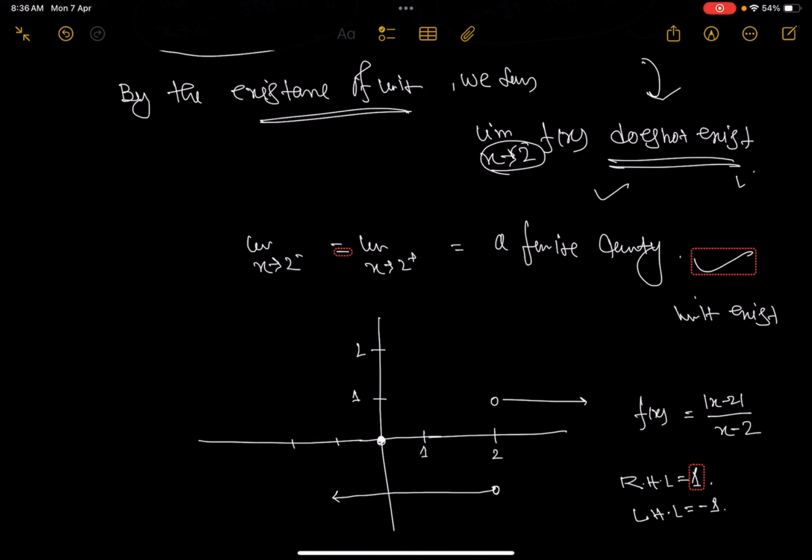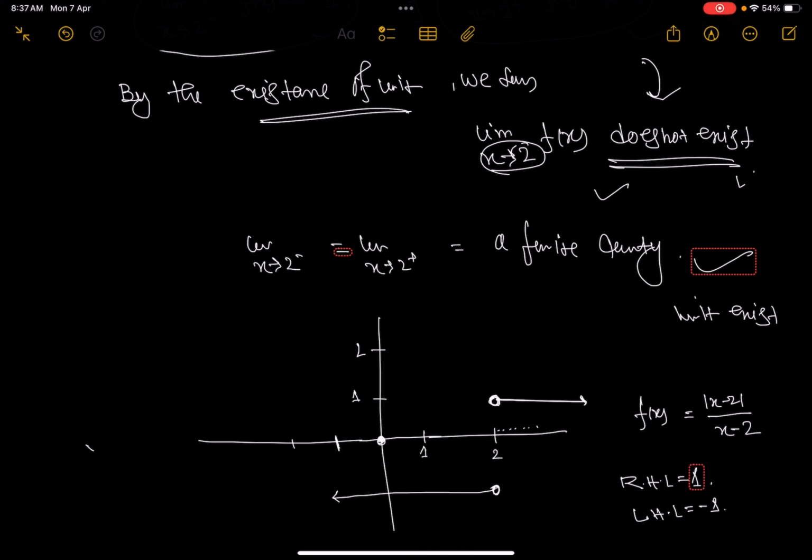If x tends to 2 minus, sorry, this is only when the function does not exist at the point. If x tends to 2 positive, in the positive neighborhood, the function at the point 2 does not exist, but the function value goes to 1. If x tends to 2 minus, then the function value goes to -1. This goes to -1. But at the point 2, the function does not exist.